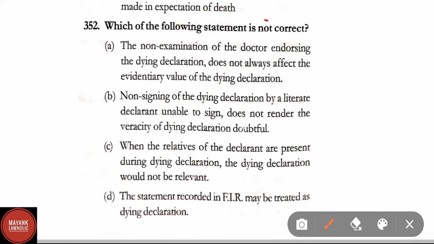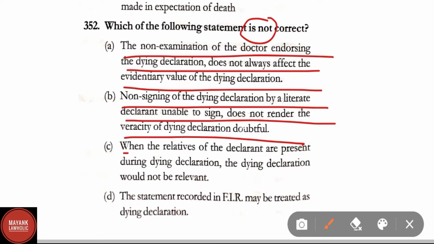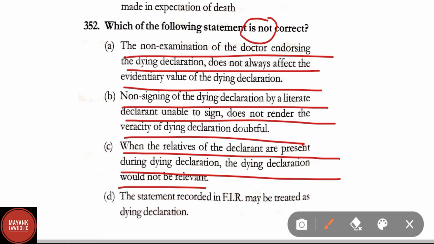Question number 352. Which of the following statement is not correct? Option A. The non-examination of the doctor endorsing the dying declaration does not affect the evidentiary value of the dying declaration. Option B. Non-signing of the dying declaration by a literate declarant unable to sign does not render the veracity of dying declaration doubtful. Option C. When the relatives of the declarant are present during dying declaration, the dying declaration would not be relevant. And option D. The statement recorded in FIR may be treated as dying declaration.